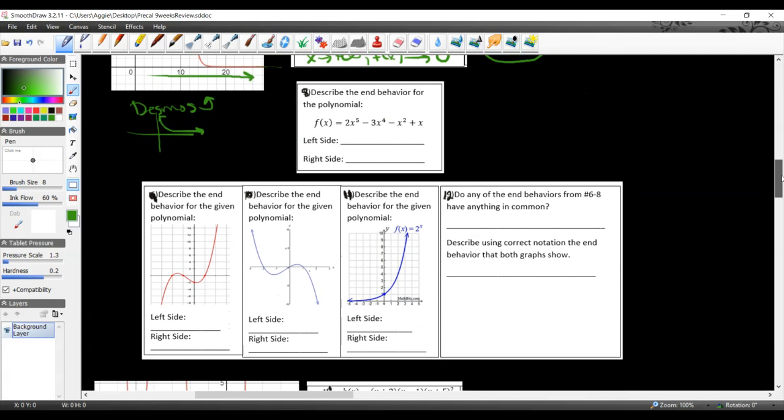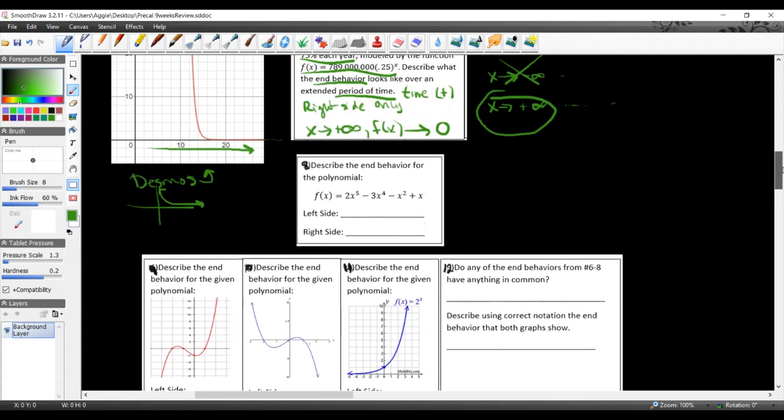Next one, describe the end behavior for the polynomials. So we're looking at this one now. Now this one, you can graph it if you so choose to. However, you should know by now, given some of the notes that we've been doing, how to do end behavior given the degree and given a, okay?